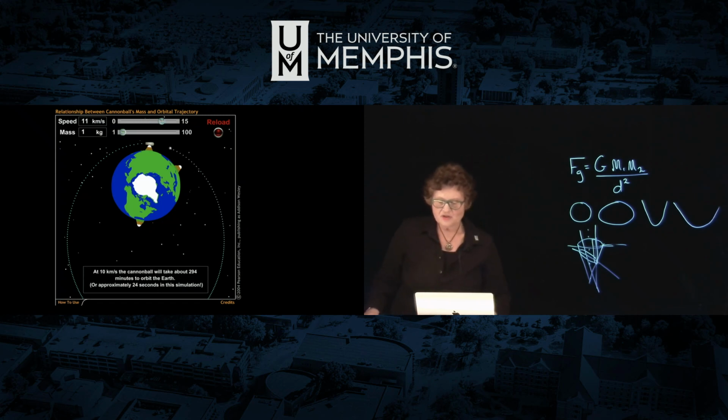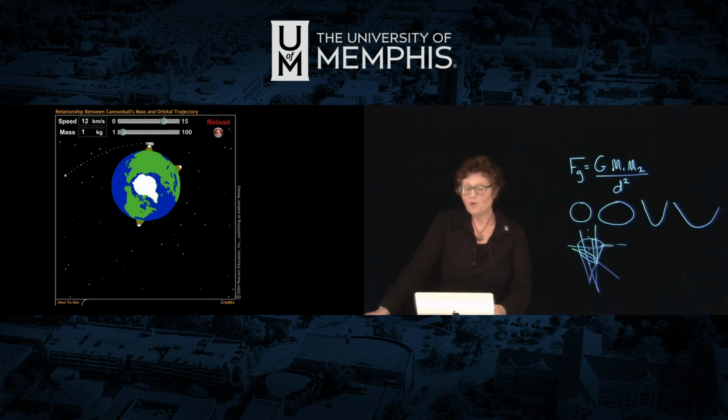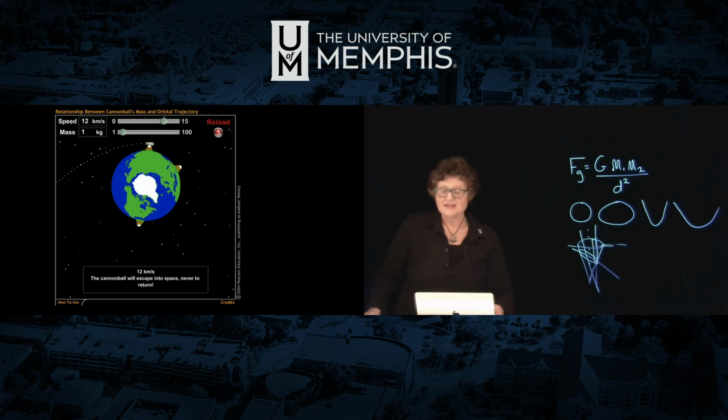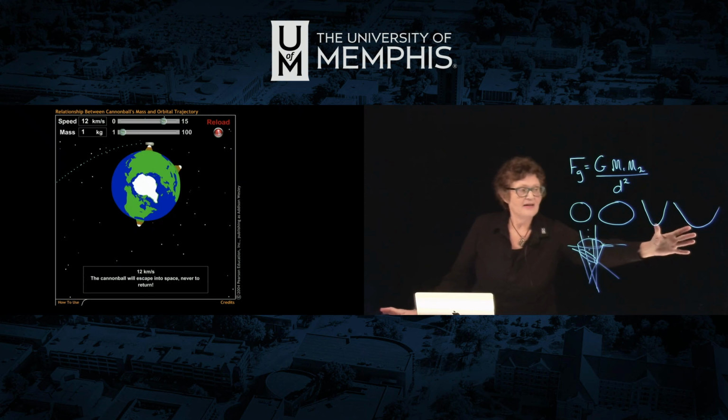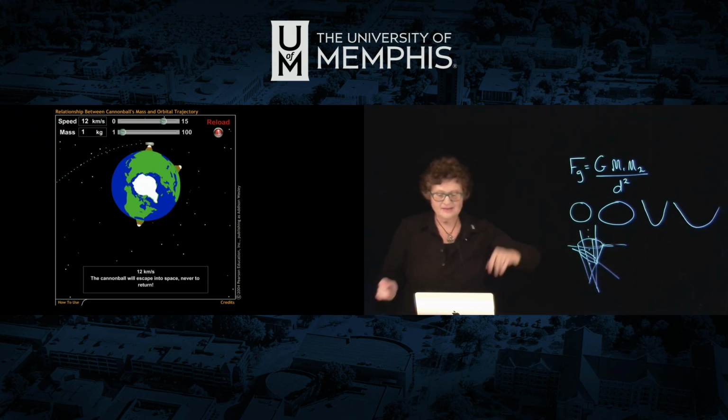Now if I go up to 12, we've given it even more kinetic energy, and it's never coming back. We've exceeded the escape velocity of Earth. So now we've got either a parabolic or a hyperbolic orbit. It's just one pass.